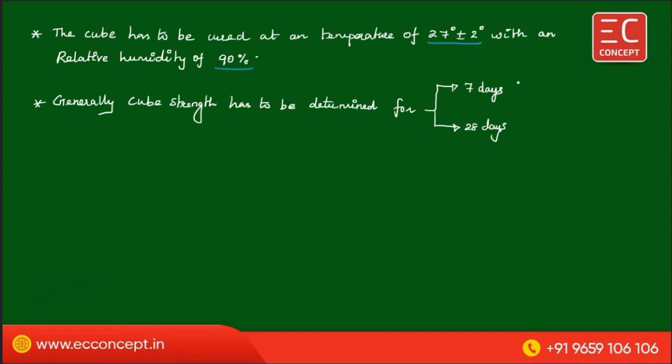So this is also important. For 7 days curing, we will get 70 percentage strength, that is 70 percentage of FCK. The cube will attain 70 percentage of ultimate strength. And after 28 days of curing, 99 percentage of FCK will be obtained. These two are also a question. Okay, so this is about basics.